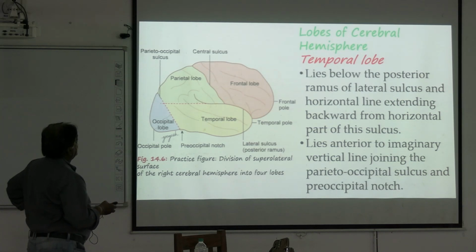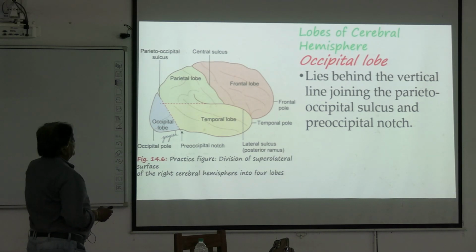Lobes of the cerebral hemisphere. The temporal lobe lies below the posterior ramus of the lateral sulcus. This portion, in yellow, is the temporal lobe, extending backwards from the horizontal part of the sulcus, and lies anterior to the imaginary vertical line joining the parieto-occipital sulcus and the pre-occipital notch. Pre-occipital notch, this portion is the temporal lobe.